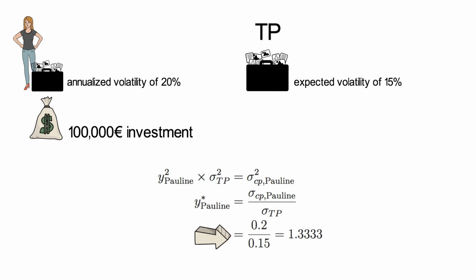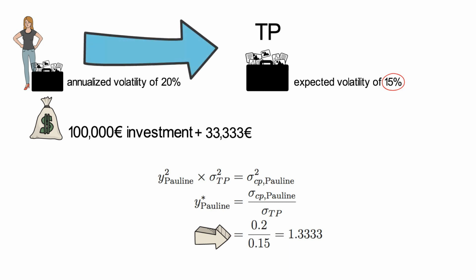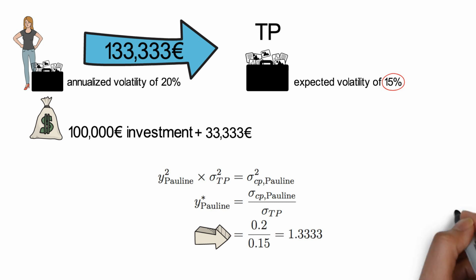So that solution would say that as Pauline is willing to be exposed to 20% of systematic volatility, while the TP portfolio is exposed to 15% volatility, the optimal portfolio for Pauline would be to borrow an additional 33,333 euros at the risk-free rate and to invest a total of 133,333 euros into the tangency portfolio.